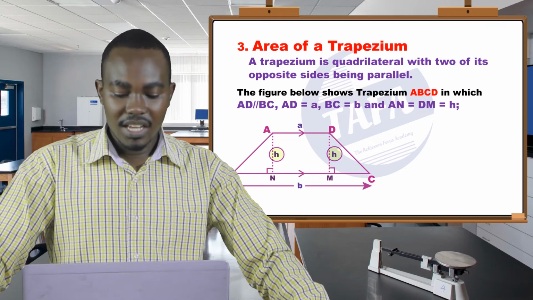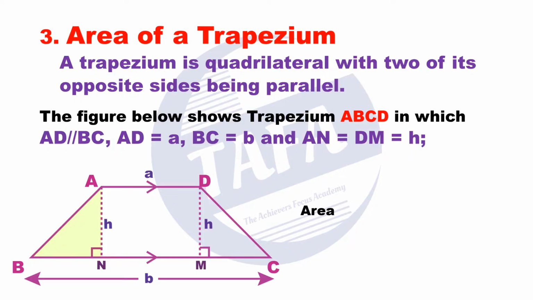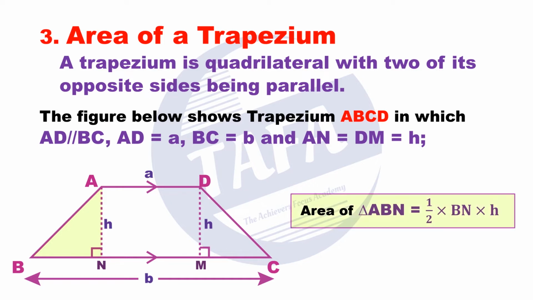So finding the area of triangle ABN, we have a half times the base, which is BN, times the height, and the height is AN. So that is how you get the area of triangle ABN. That is a half BN times H, or a half times BN times H.